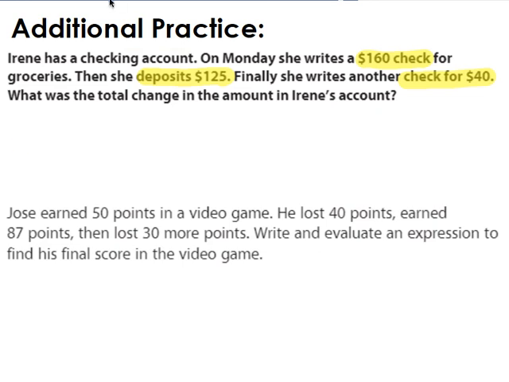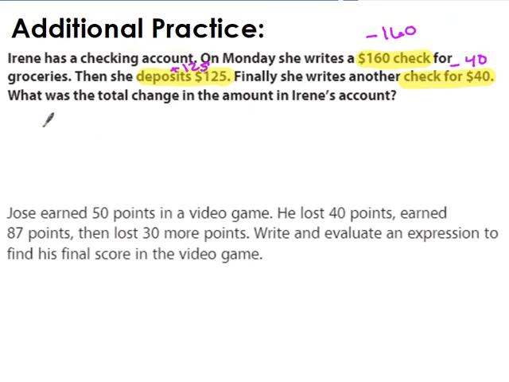So first thing we need to know is when we write checks, what's happening, and when we deposit, what's happening. Whenever you write a check, you're spending money from your account. So by writing a $160 check, she is taking out $160 from her account. So by writing a $40 check, she's taking out $40 from her account. But by depositing $125, deposit is adding money to your account. So this would be adding $125 to her account. So deposit means you're putting money in your bank account, writing a check is taking money out.